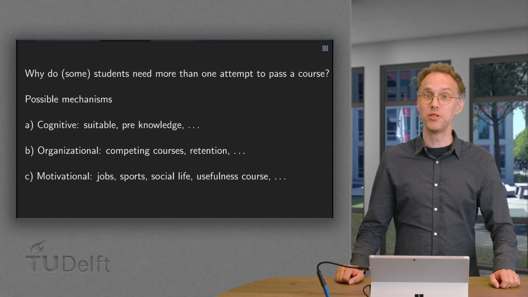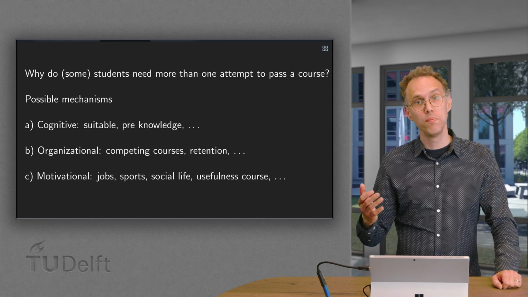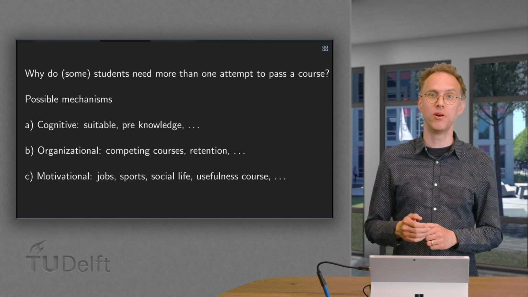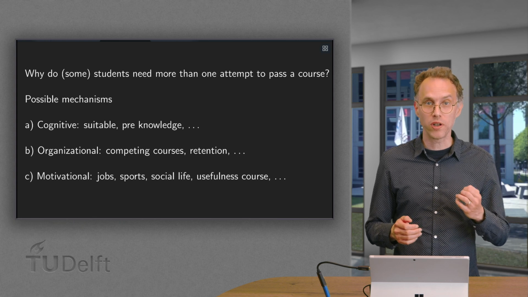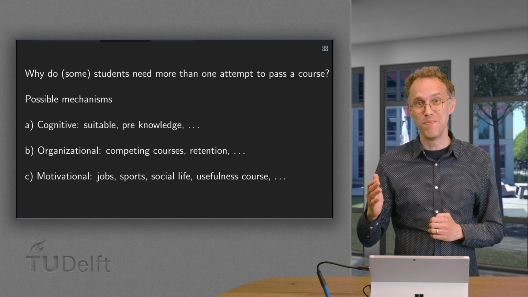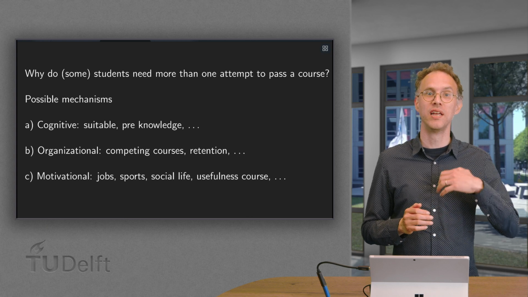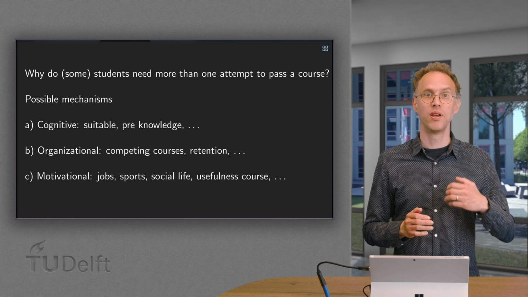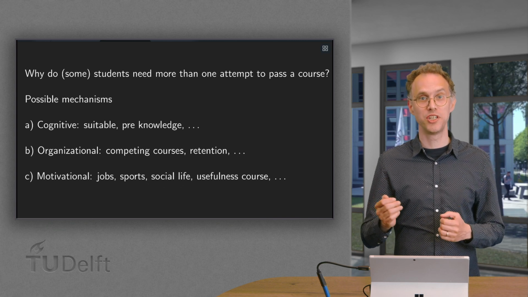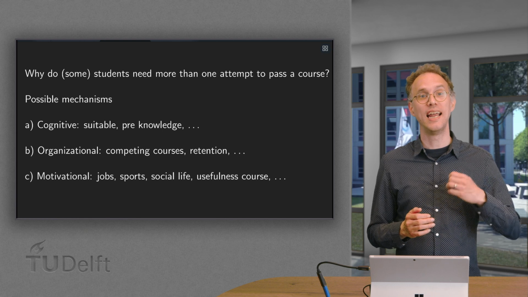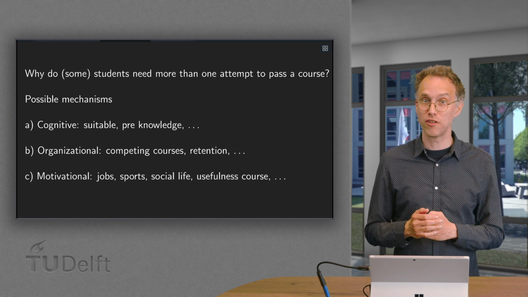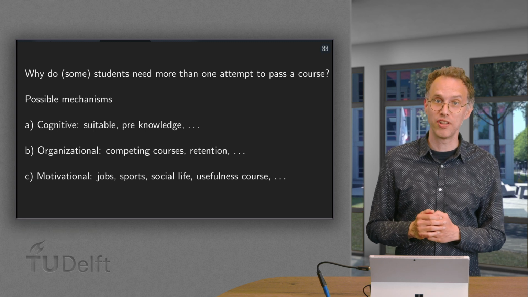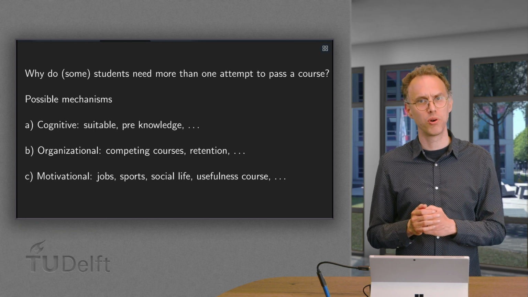If many students do not pass a course, we may want to do an intervention. However, before we can do so, we need to know what causes them to fail, what mechanisms are responsible. In general, we identify three classes of mechanisms: cognitive, organizational, and motivational. In each of these classes, a lot of possible mechanisms can cause failure. So here we need to narrow things down and focus on a particular course.